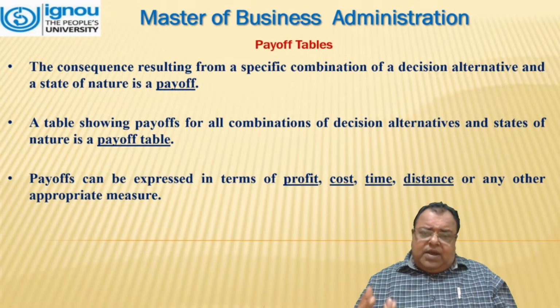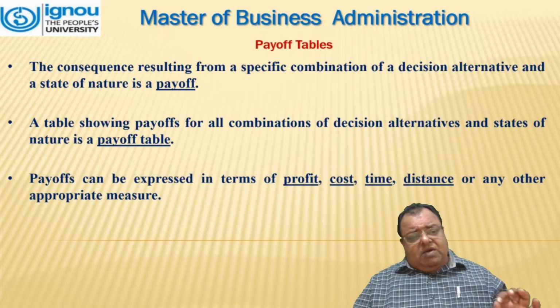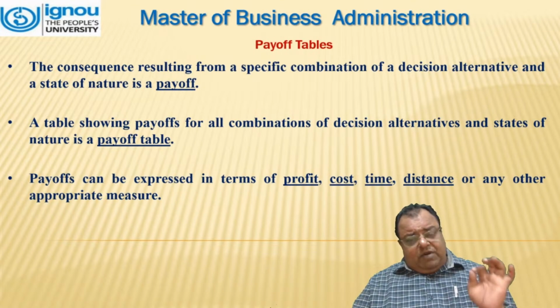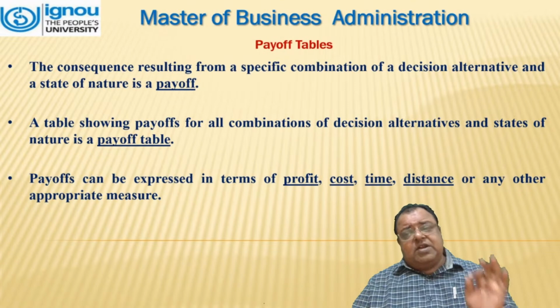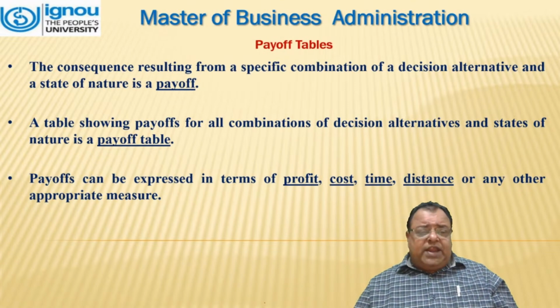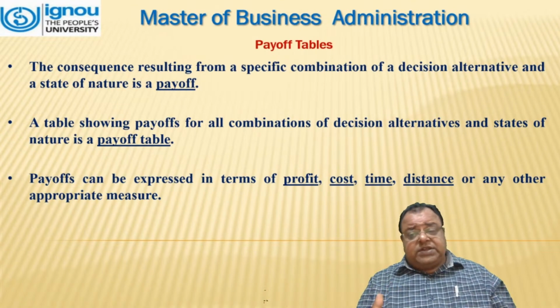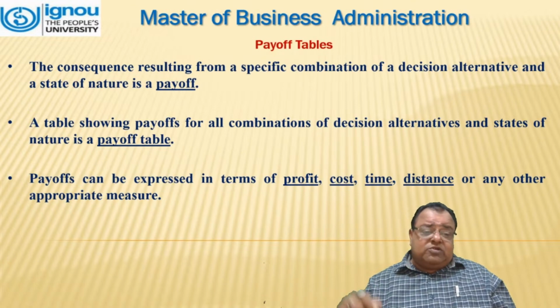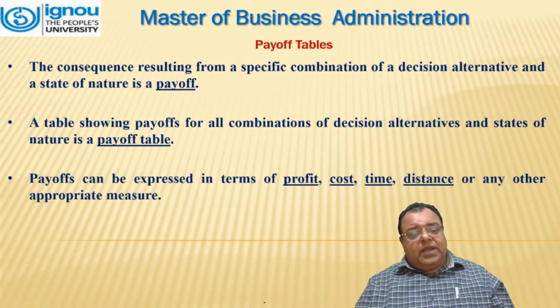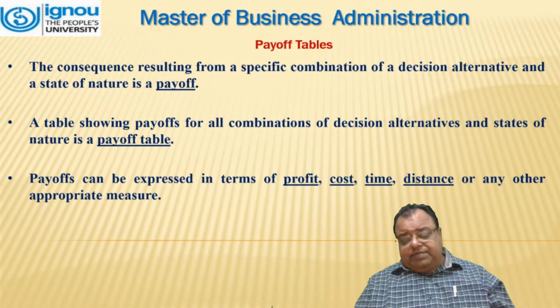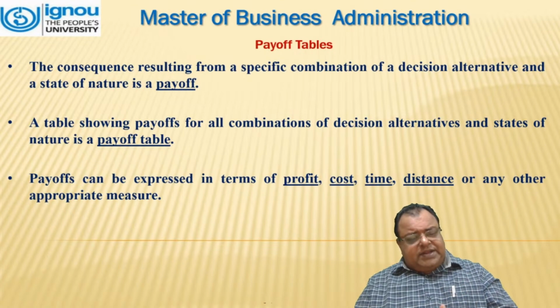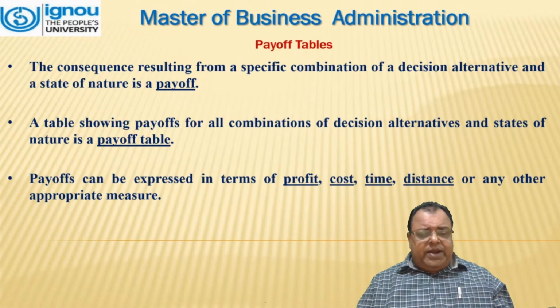Then come payoff tables. The consequence resulting from a specific combination of a decision alternative and a state of nature is a payoff. A table showing payoffs of all combinations of decision alternatives and the states of nature is a payoff table. This payoff can be expressed in terms of profit, cost, time, distance, or any other appropriate measure we are considering in the problem.